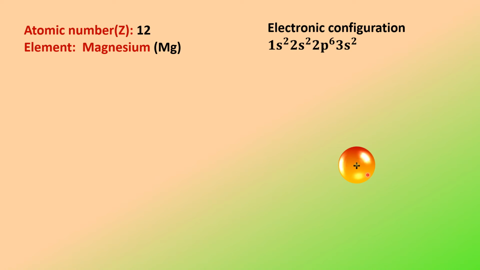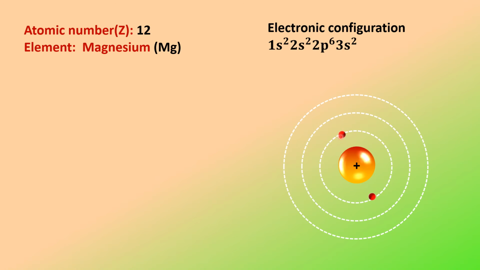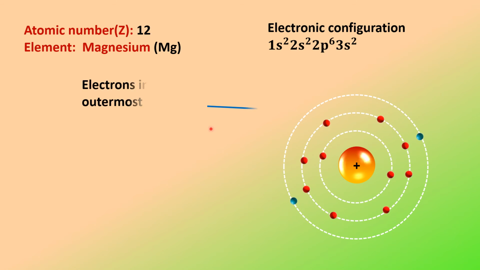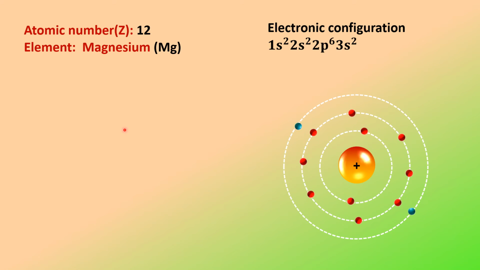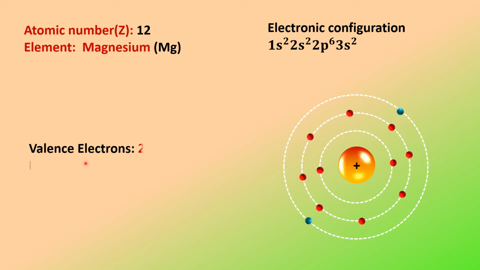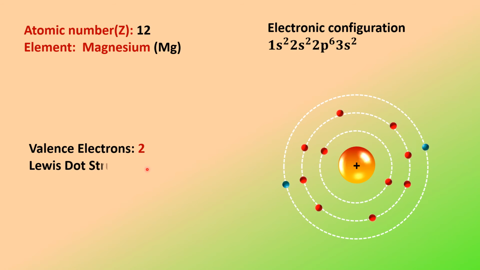This is the nucleus. These are the 3 shells. First shell, 2 electrons are there. Second shell, 2s2, 2p6, 8 electrons are present. And in the third shell, it has 2 electrons. These are the valence electrons. Valence electrons for magnesium is equal to 2.